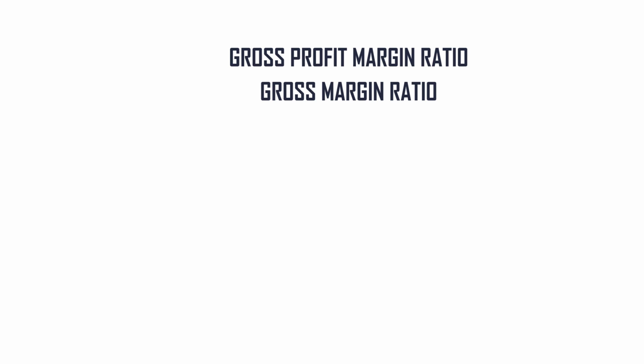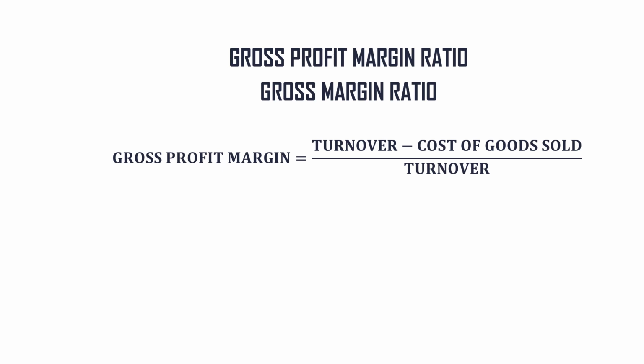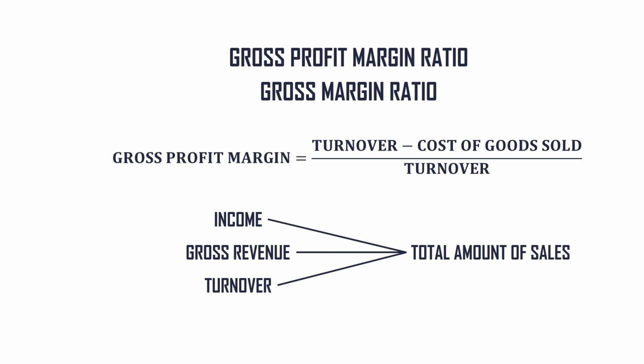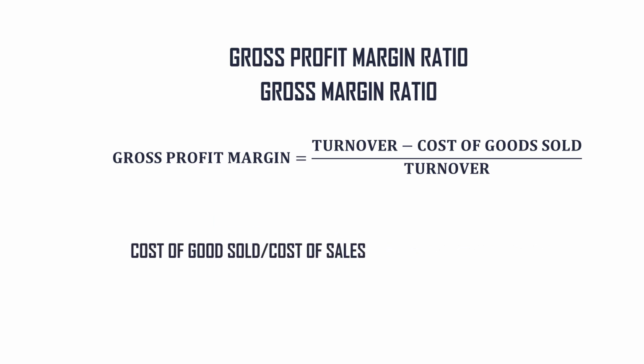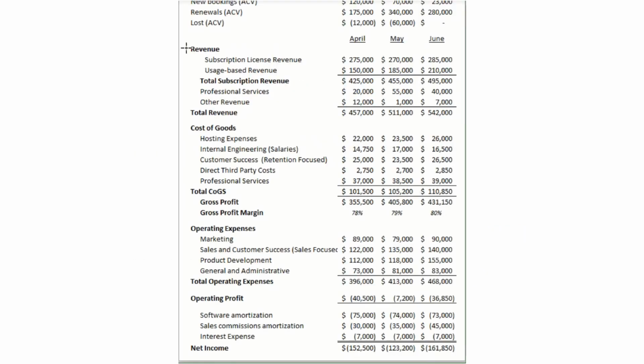Gross profit margin is calculated by relating the difference between total revenue and the cost of goods sold to total revenue. Income, gross revenue or turnover is the total amount of sales you make over a set period. The cost of goods sold or cost of sales is the sum of all direct costs associated with making a product. It appears on an income statement and typically includes money spent on raw materials and labor. The data on the company's gross revenue and cost of goods sold can be taken from the company's income statement.